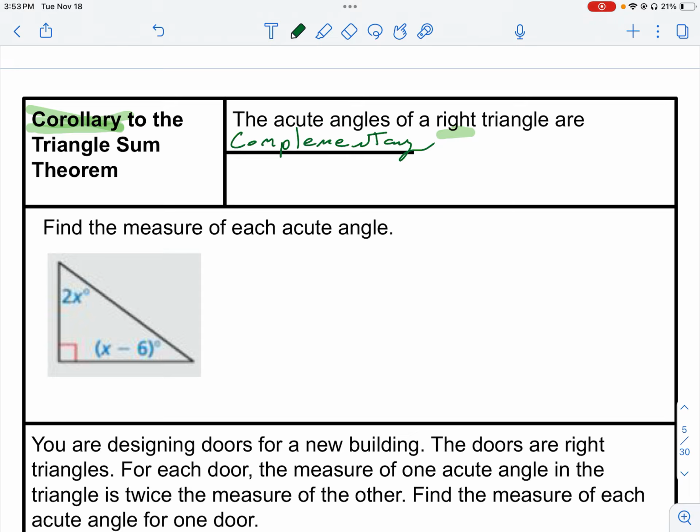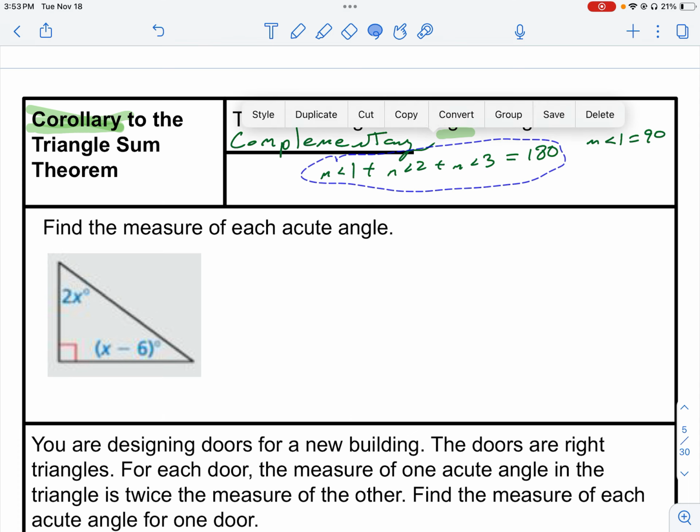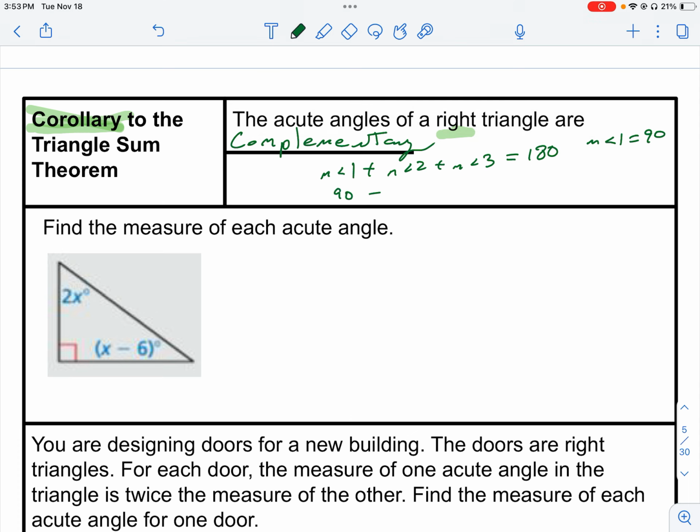So if the measure of angle 1 plus the measure of angle 2 plus the measure of angle 3 equal 180, and the measure of angle 1 equals 90, make myself a little more room here. So 90 plus the measure of angle 2 plus the measure of angle 3 equal 180. I can subtract 90 from both sides and get the measure of angle 2 plus the measure of angle 3 equals 90.